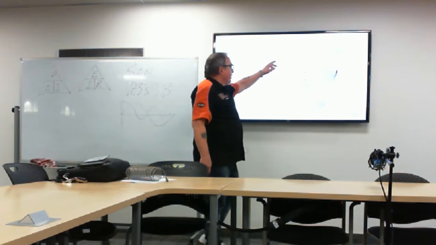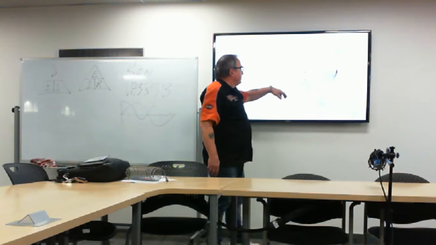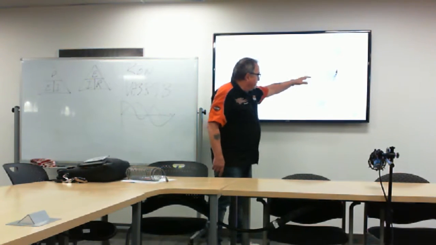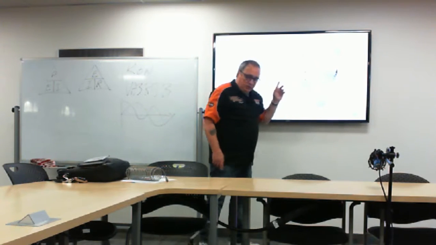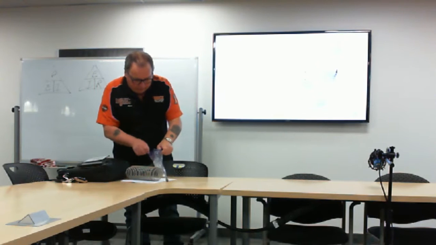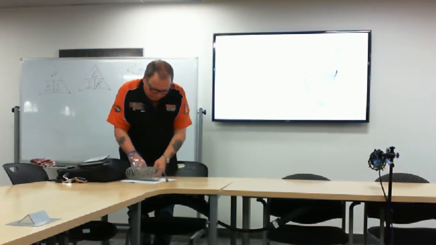Physical construction. Okay, these are different types. This is a mica, those are ceramics, cylindrical. This is how they're constructed. But I want to show you one, and I want to make you understand this one before I go any further.